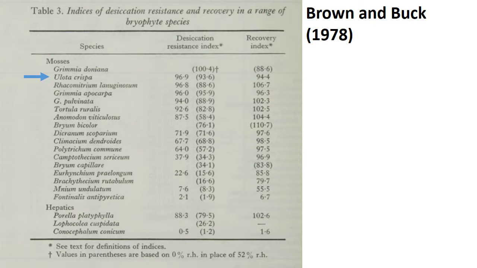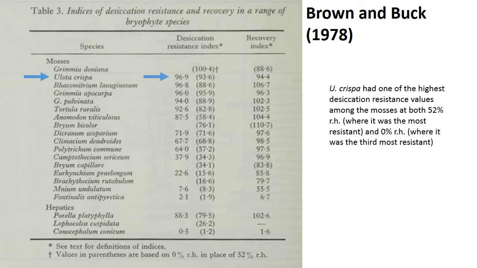So here's a table from the Brown and Buck results. Now they showed that Ulota crispa had the highest desiccation resistance value at 52% relative humidity. They also showed that at 0% humidity, it was the third most desiccation resistant. Now for the recovery, they showed that it had a very high recovery, although it was not the highest.